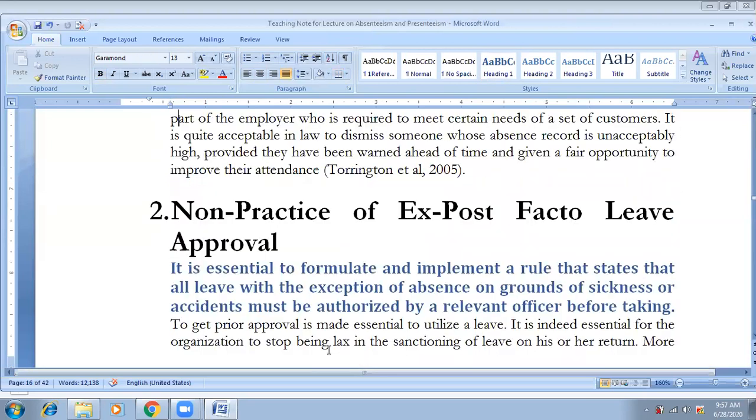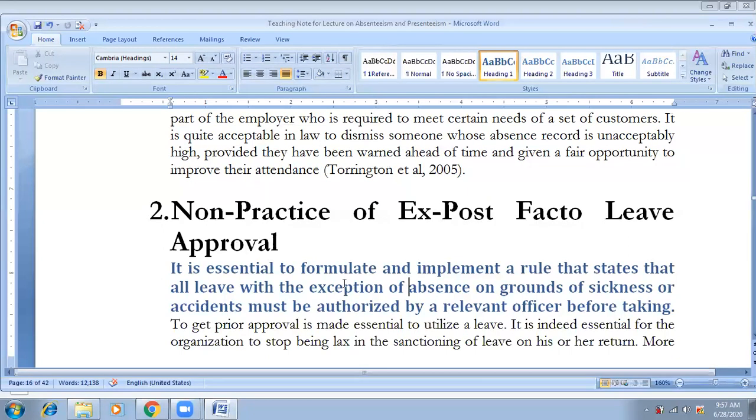Then the second strategy for managing absenteeism: non-practice of ex post facto leave approval. It is essential to formulate and implement a rule stating that all leave, with the exception of absence on grounds of sickness or accidents, must be authorized by a relevant officer before taking. That relevant officer has to be specified by the policy. So it is compulsory to get permission before becoming absent.